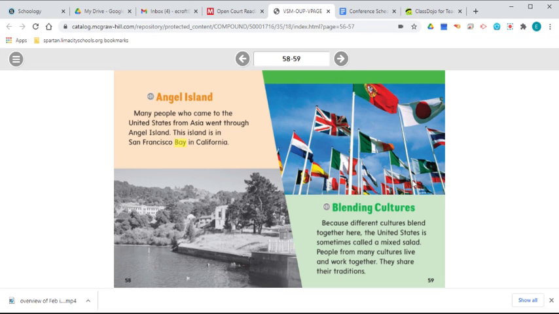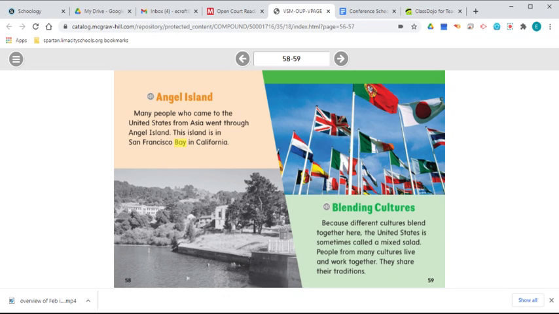Now I'd like to take a look on page 59 at this very first sentence. As we read, we look for things that happen and the reasons why they happen. So let's take a look. Because different cultures blend together here, the United States is sometimes called a mixed salad. So what do we call what happened? We call it an effect. What do we call the reason? A cause. So on page 59, the first sentence states a cause and then an effect.